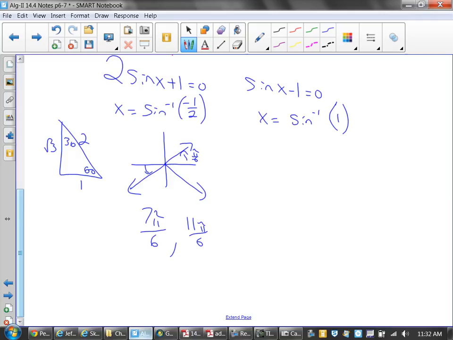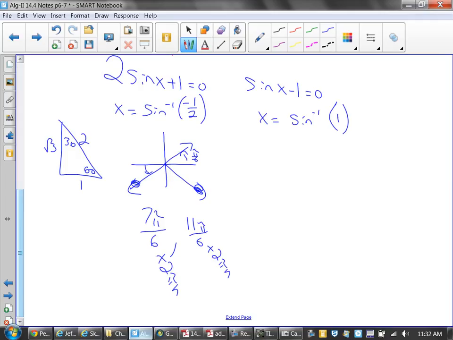Now, was this a general solution problem or was this an interval problem? I think this was a general problem. So what you're thinking about now is there's no commonality of adding or subtracting pi to get me back to the same point for either one of those. So I'm just going to tack on a 2 pi n to both of them.